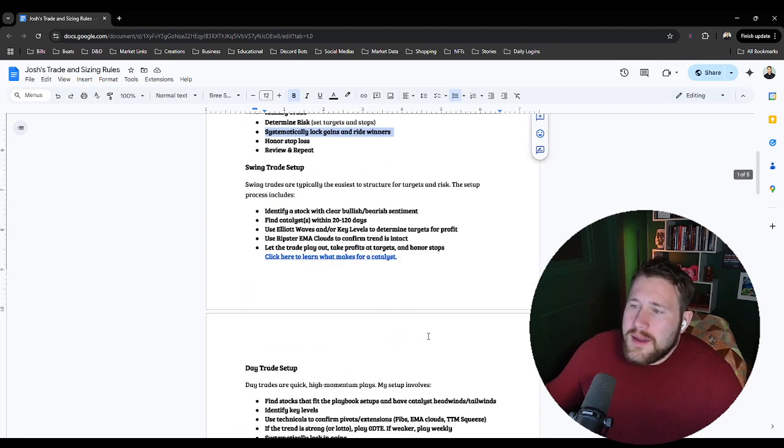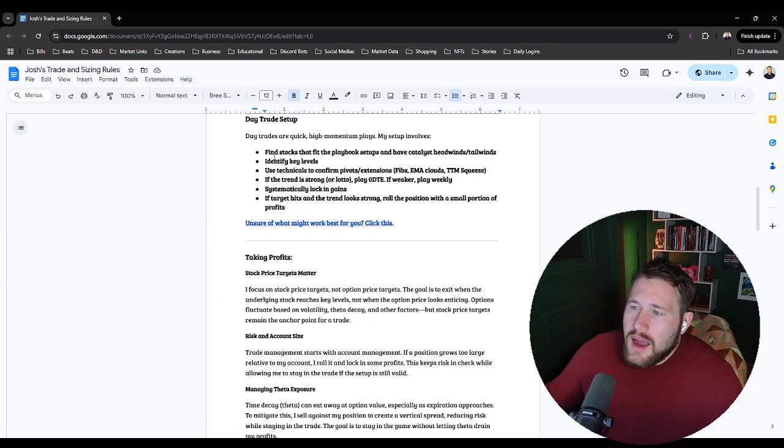For day trades, I find stocks that fit the playbook setups and have catalysts, headwinds, tailwinds. They don't have to have catalysts.